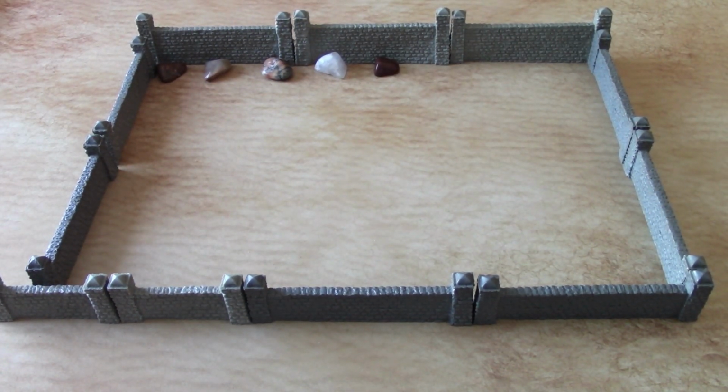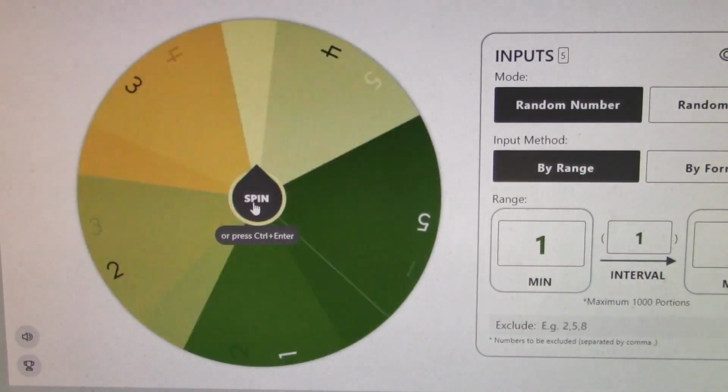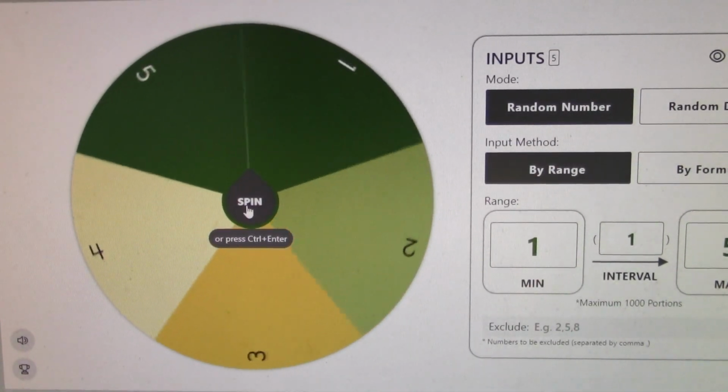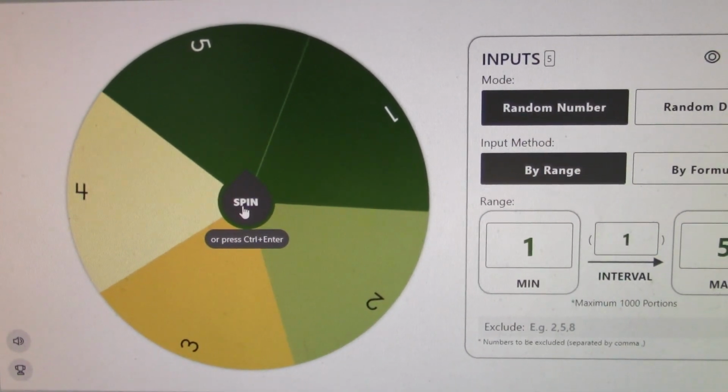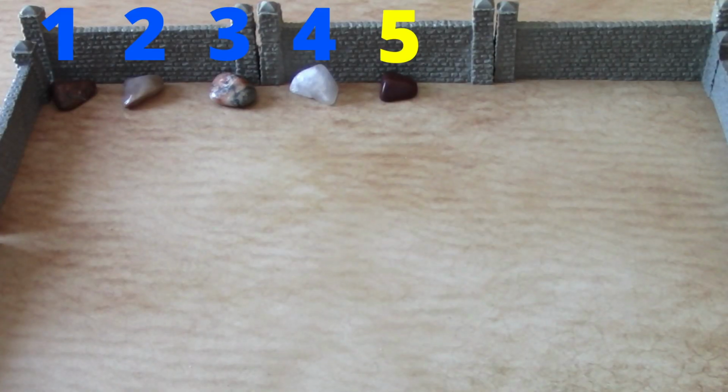Alright, let's keep things moving. We are moving on to the random number generator. And let's see what the random number generator gave us today. As you can see, it is a number 5. So that does mean it is going up to rock number 5. A lot of dice are going to get swept away today. Alrighty, let's get to the roll.